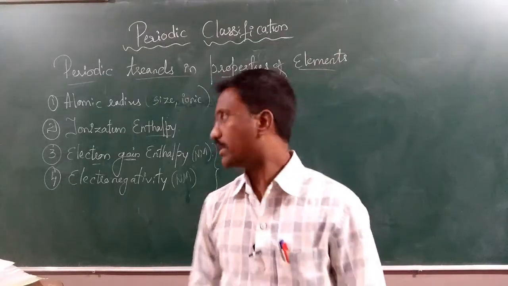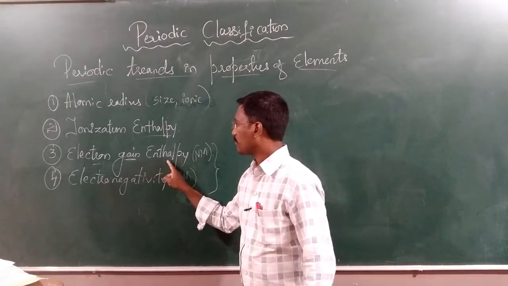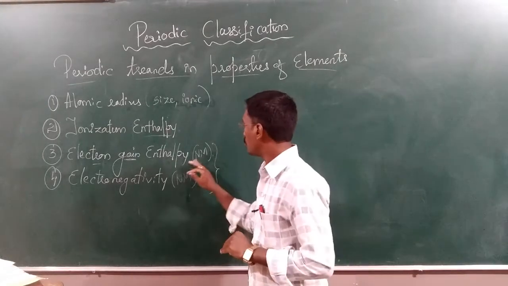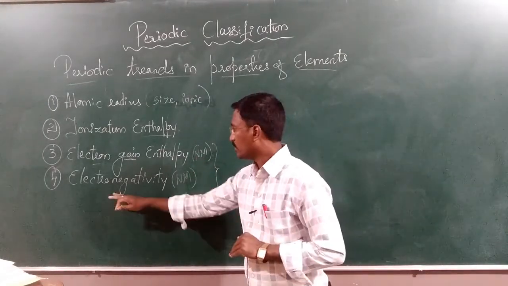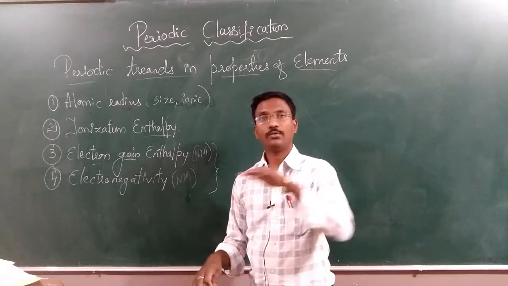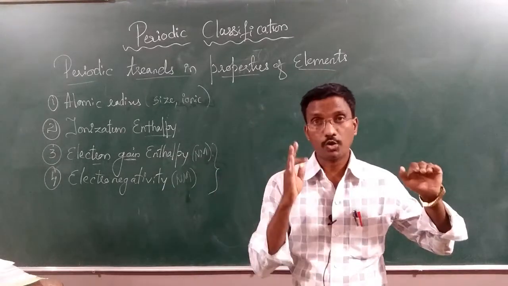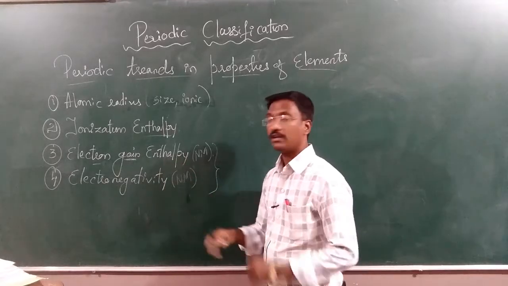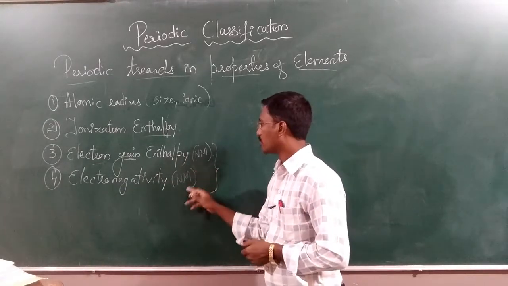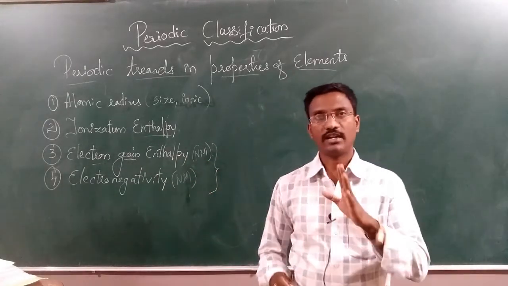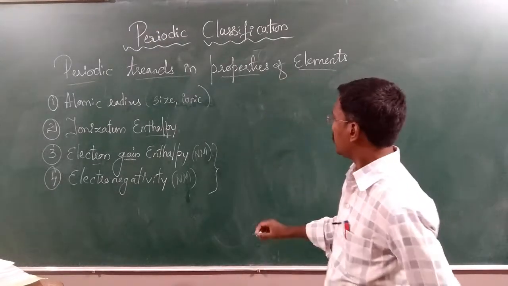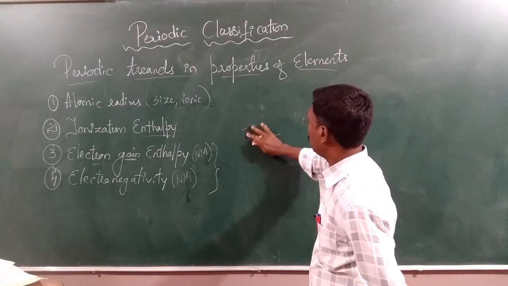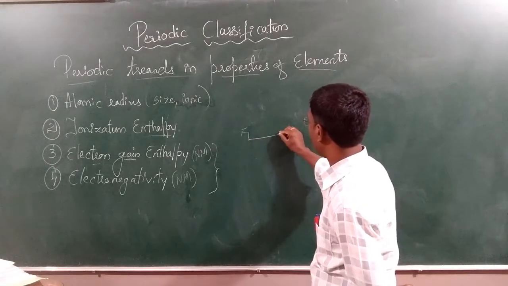You have to use the words: electron gain enthalpy varies across the period and down the group. You have to say it that way only. Don't use the word non-metal. Here also, electronegativity, how it varies across the period and down the group, you have to say. But in your mind you should keep that these two terms are going to describe indirectly the non-metals. Are you getting my point? So let's begin. In the periodic table, where can you observe the metals and non-metals?